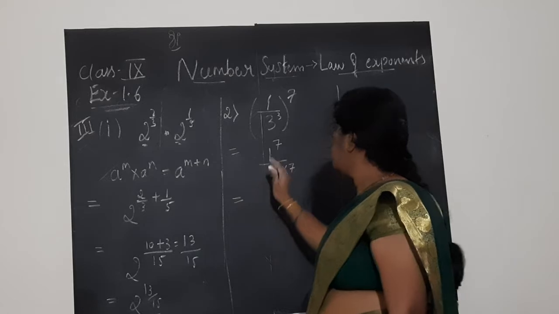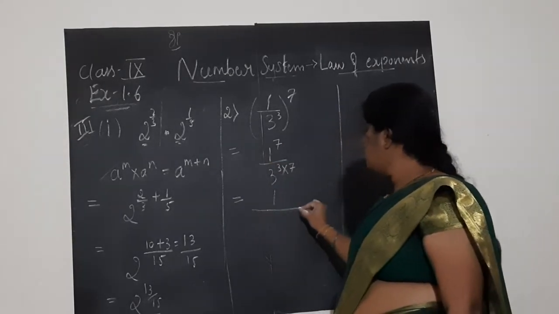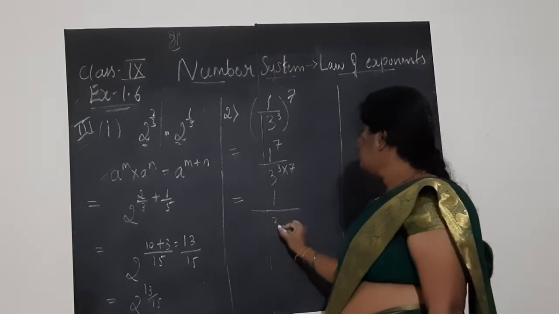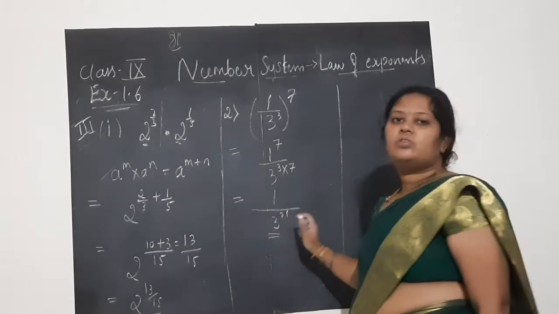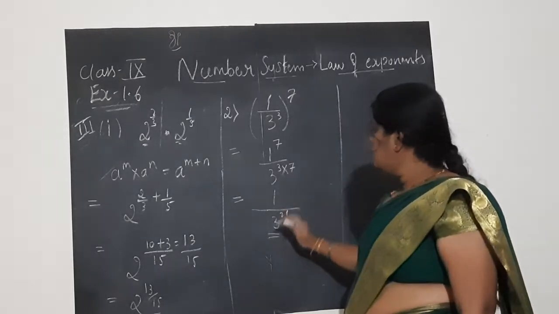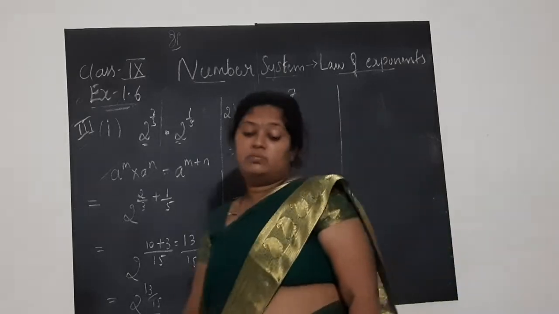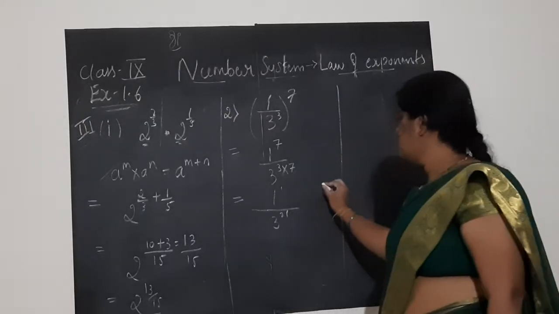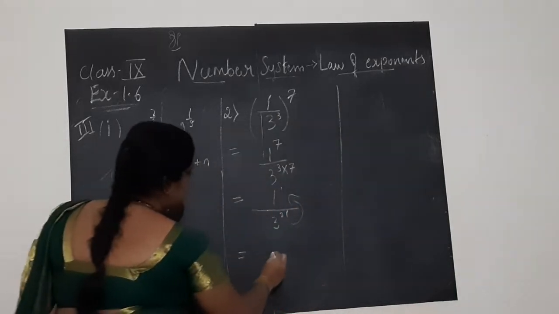So next step only. 1 how many ever times you multiply also the product is 1. So 1 to the power 7 is 1. 3 to the power 3 7s are 21. 1 by 3 to the power 21. So this is of the form a power m by a power n.